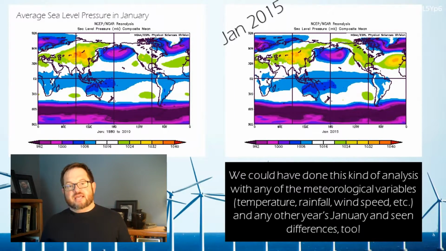We could have done this kind of analysis with any kind of meteorological variable like temperature or precipitation or wind speed or cloud cover, if you're talking about solar power, and any other year's January. It didn't have to be January 2015. In fact, January 2015 is in some ways a bad choice. That was a fairly close to normal or average year, but it would have worked for that too.